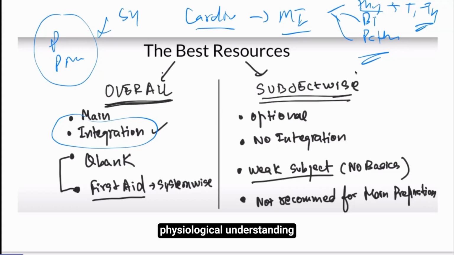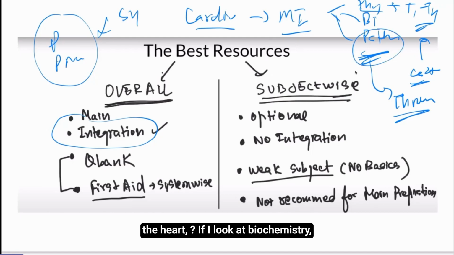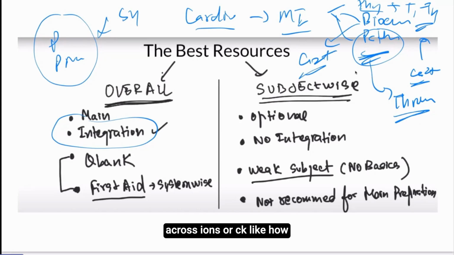That's some kind of physiology plus anatomical understanding. Other physiological understanding is like calcium depositing or what else is happening. Pathological understanding is thrombus rupture is happening in the heart. If I look at biochemistry, what else is happening? How is calcium moving across ions? Or CK, how is CK getting out? Troponin, why is it important? Where is it stored? What is sarcoplasm?